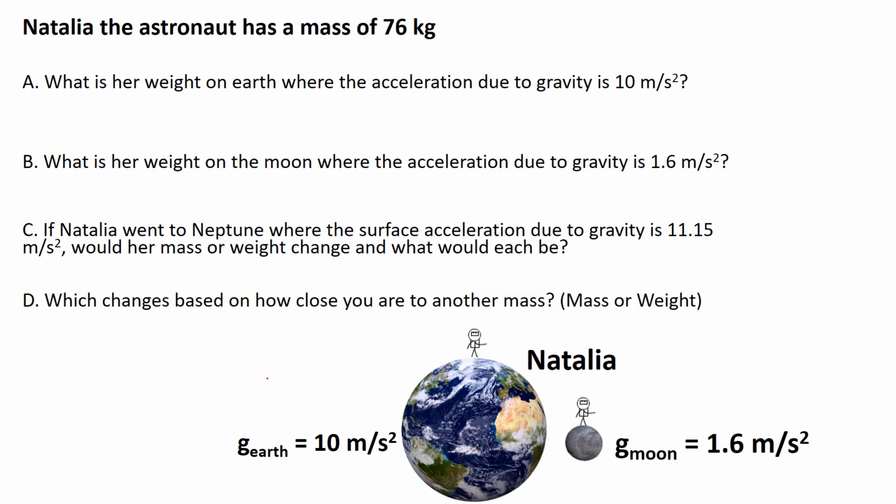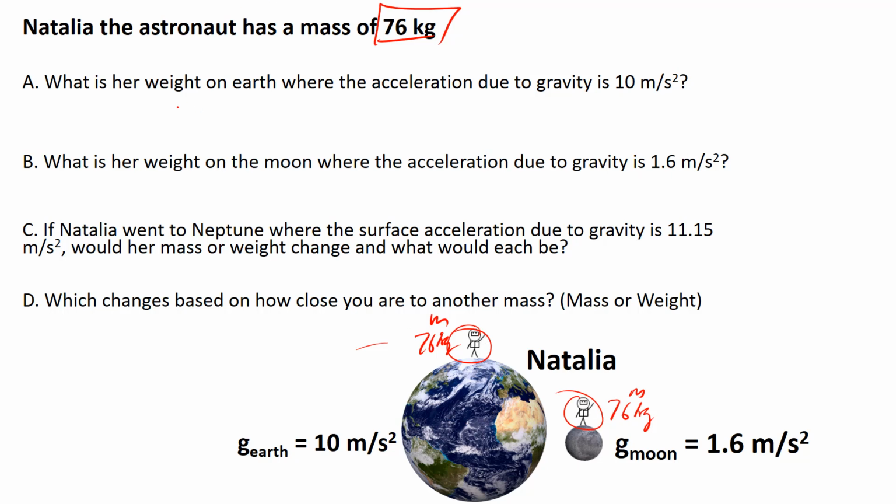Okay, now we have our little Natalia over here. She's waving at us from the Earth and from the moon. She has a mass of 76 kilograms, which is not going to change. She's 76 kilograms here. She's 76 kilograms here. That's her mass. Once again, it doesn't change. It's the weight that's going to change because, once again, it's really due to the mass of the Earth versus the moon and versus her, but it's due to the acceleration that results from that.